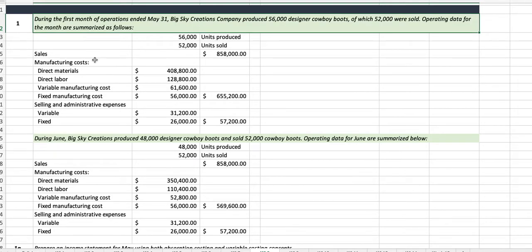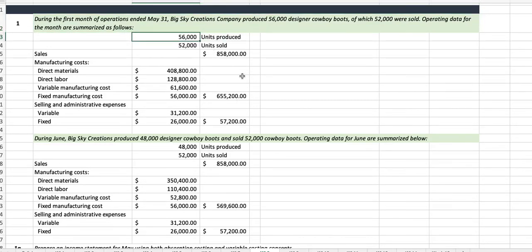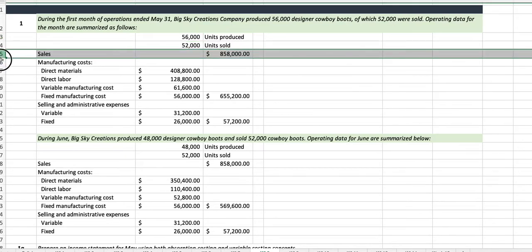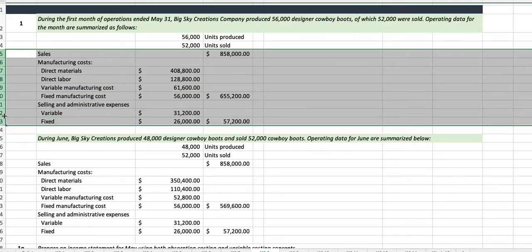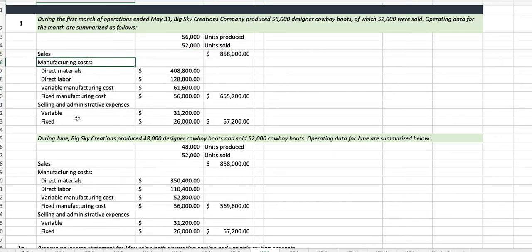So the operating data for May is listed below. You see that I have the units produced is 56,000 and the units sold are 52,000. The company provided all of this information so that we could run some income statements for them. So we've got our sales, manufacturing cost, and selling costs. Keep in mind that we have both variable costs and fixed costs listed in all of this data.